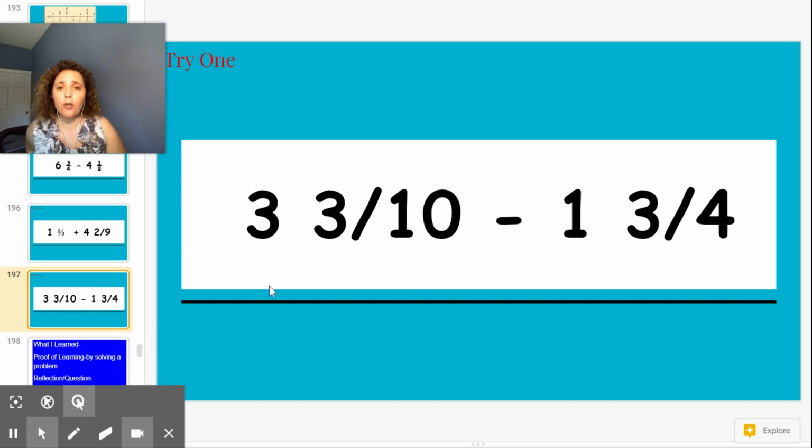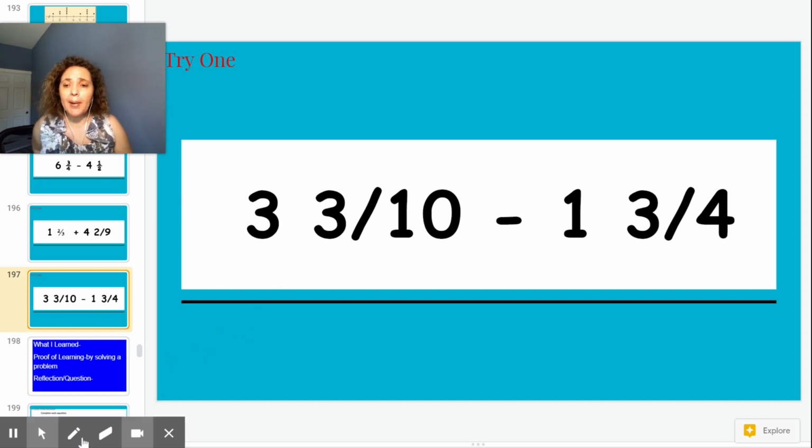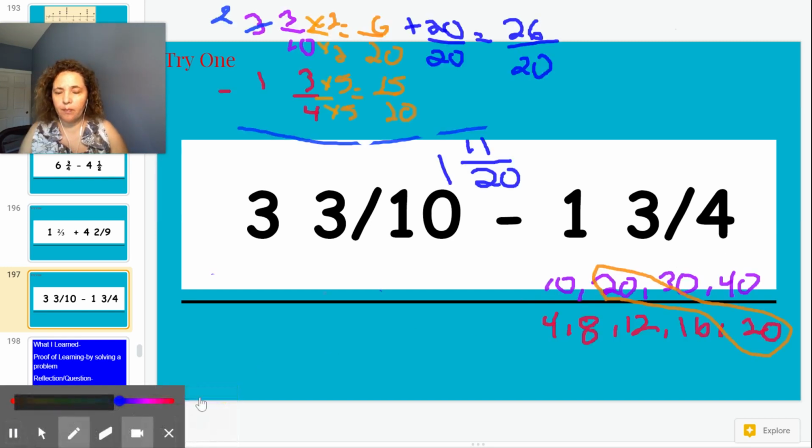Okay, try this one. 3 and 3/10 minus 1 and 3/4. Try that one, then come back to me. All right, so if you solve this, hopefully you got 1 and 11/20.